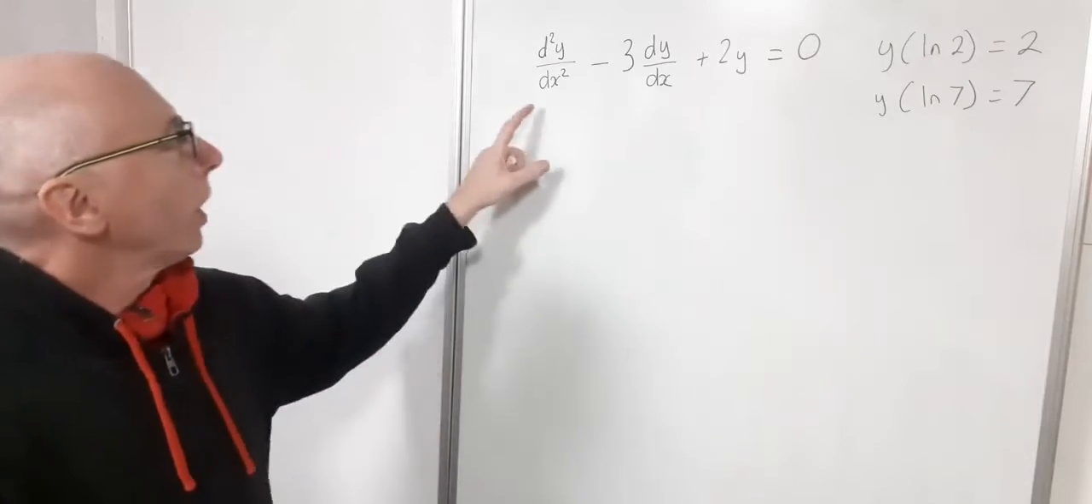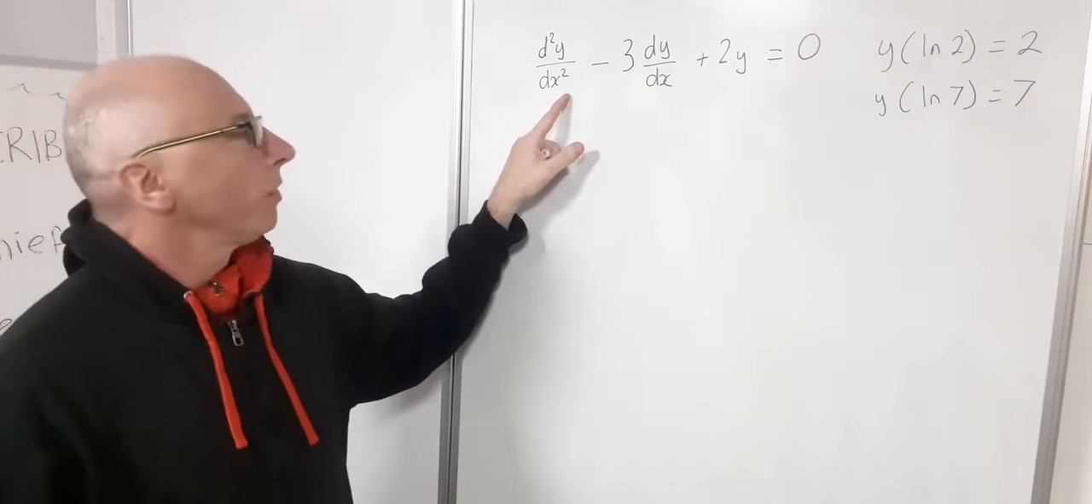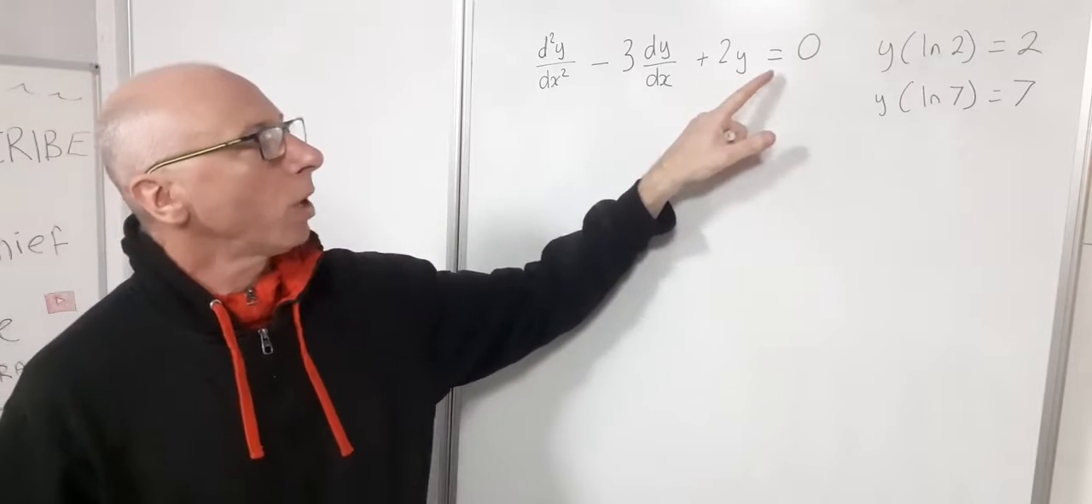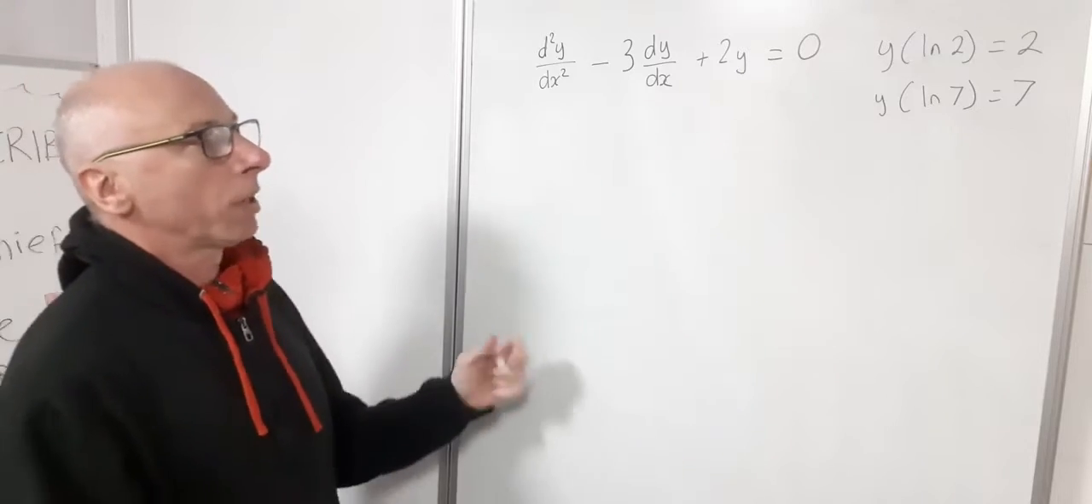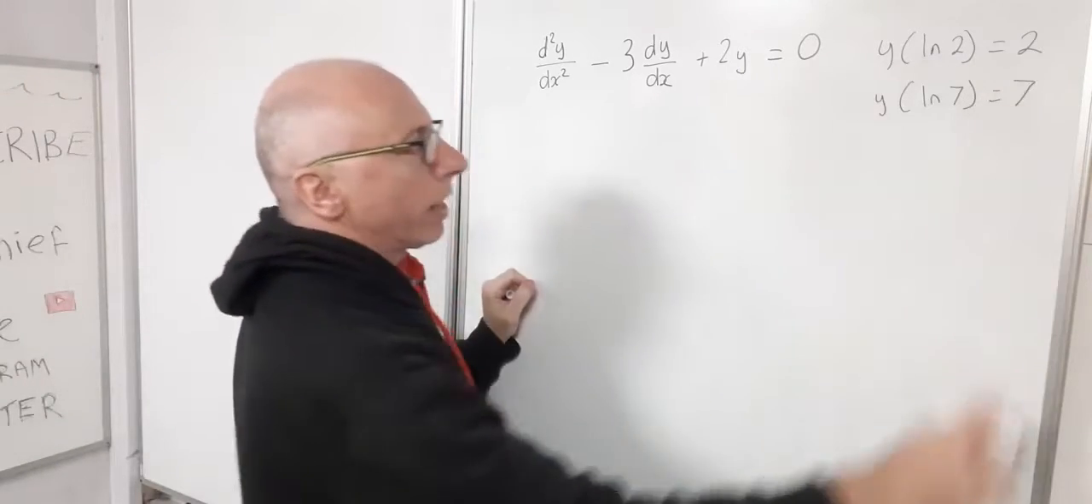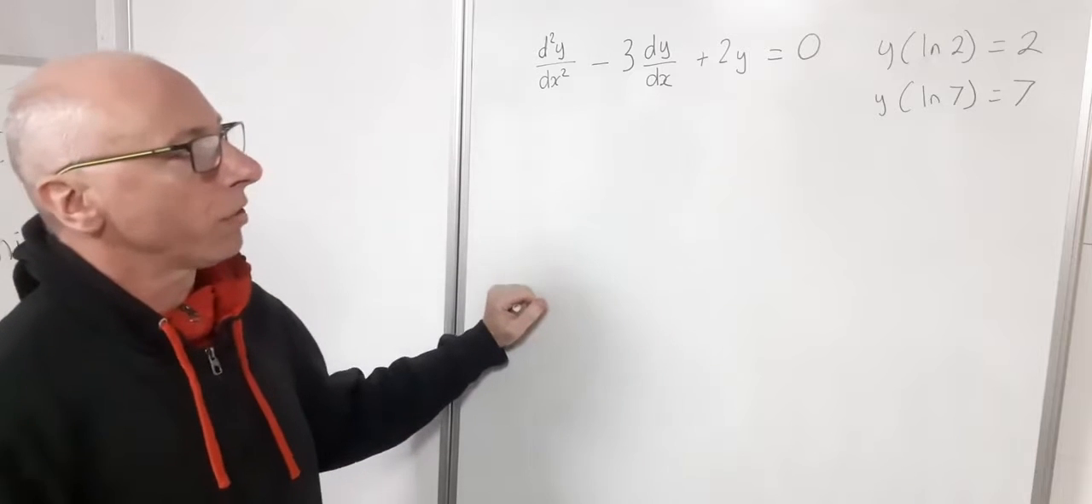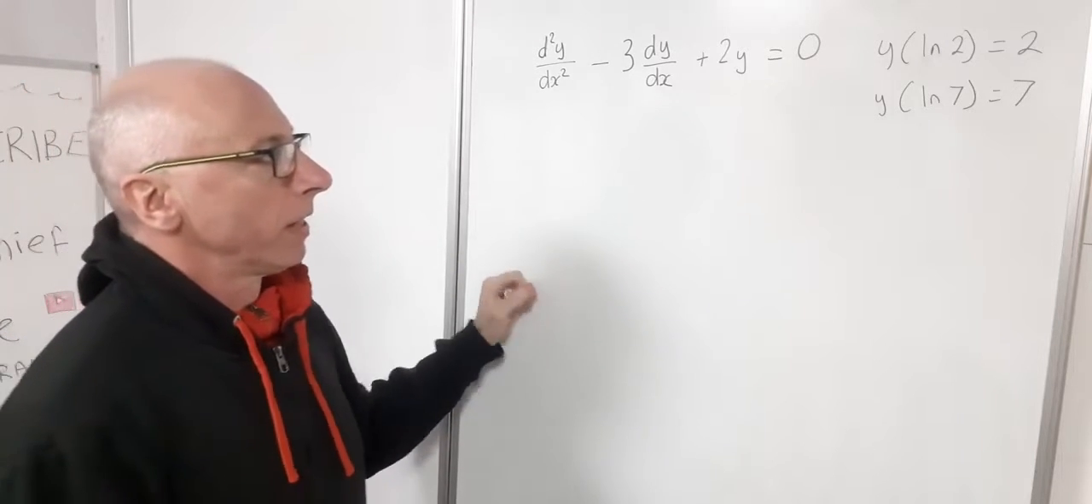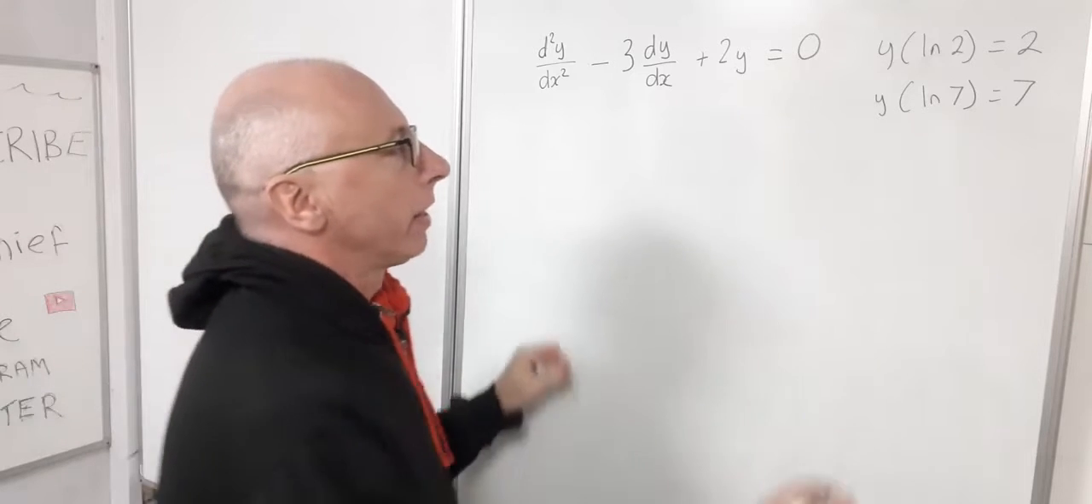So we've got this differential equation here. We've got the second derivative of y minus 3 times the derivative of y plus 2 times y equals 0. And we've got these boundaries here which look quite interesting. We've got y of log of 2 is 2 and y of log of 7 equals 7. So something quite interesting going on there.